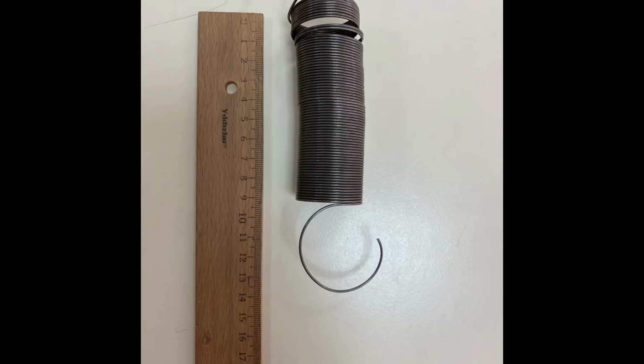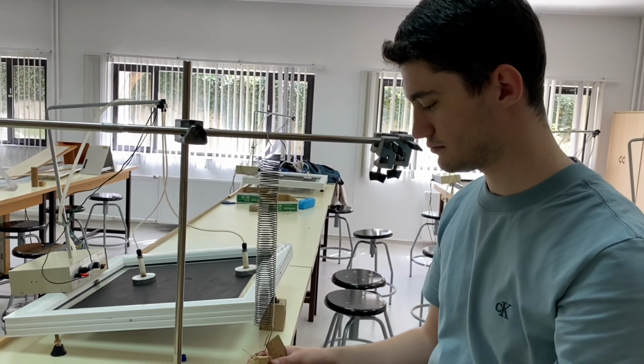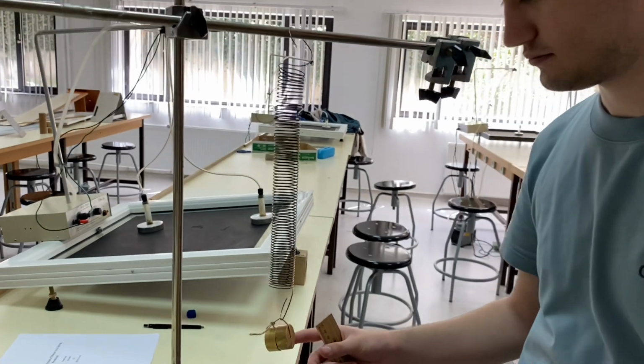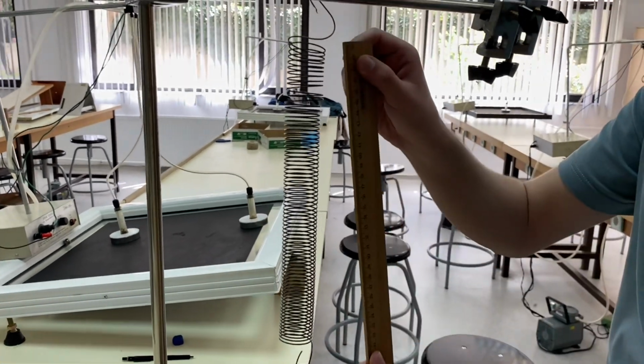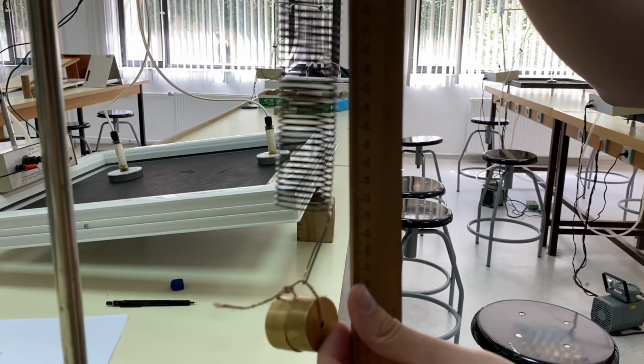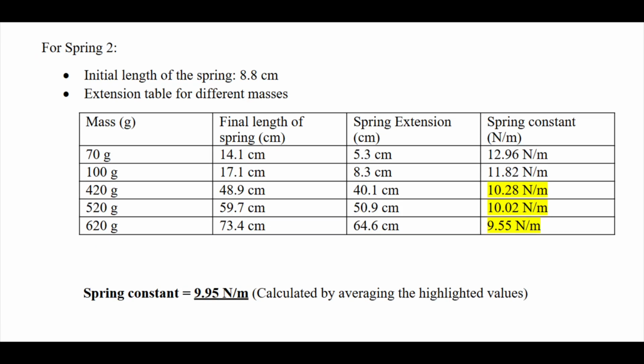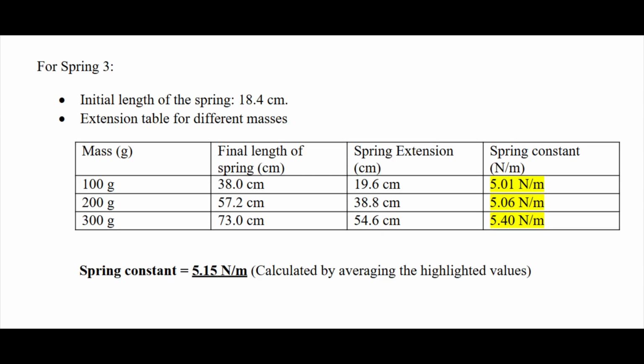For this purpose, first the initial length of the springs was calculated, then the springs were suspended vertically, and different masses were suspended at the ends. Then the extension of the springs was calculated, and it was observed that the spring constant changes more consistently as the mass increases. So the spring constants calculated for large masses were averaged to calculate the correct spring constant.